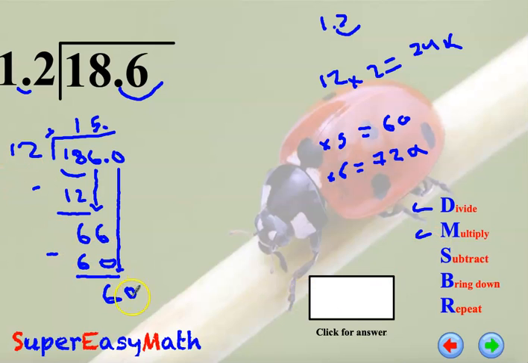So how many 12 we have in 60? 12 times 5 equal to 60. So multiply, subtract, 60 minus 60 equal to 0. Now the remainder is equal to 0. Then our division is over. So 18.6 divided by 1.2 equal to 15.5.